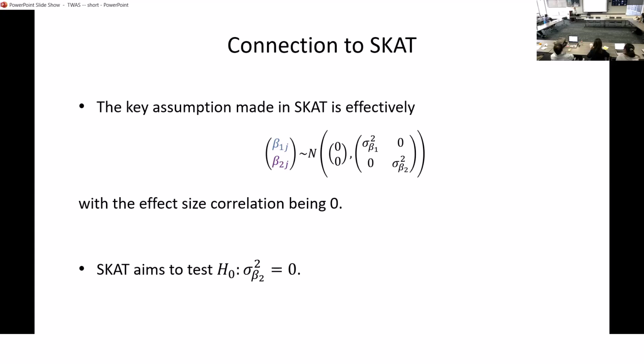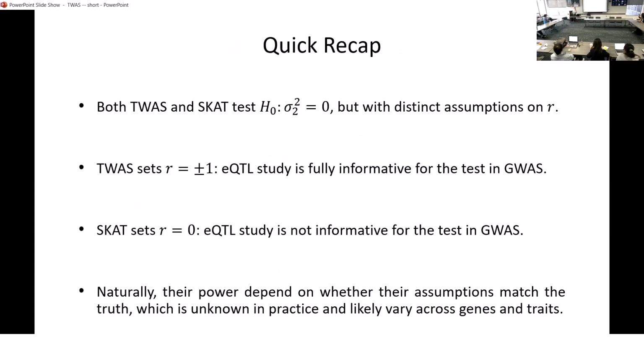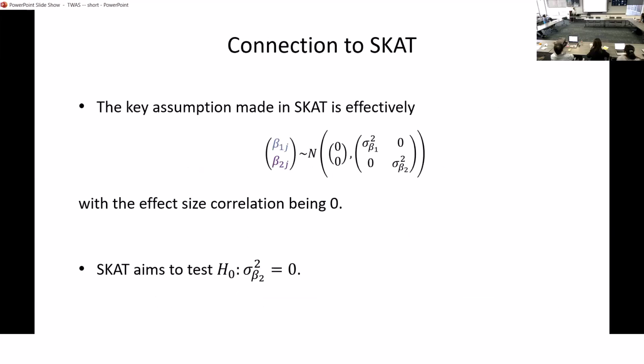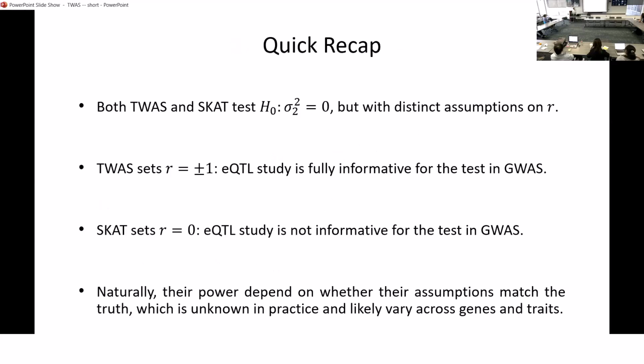So I think it helps to take a quick recap to see what we really observe through these equations. So it looks like both TWAS and SKAT are basically doing something similar. They want to test whether sigma beta 2 squared is equal to 0 or not. That's the SNP effects on the trait. And in doing so, they are making very different assumptions on this correlation parameter R. Specifically, TWAS sets R equal to either +1 or -1. Basically says that the eQTL study is fully informative for the testing in the GWAS.